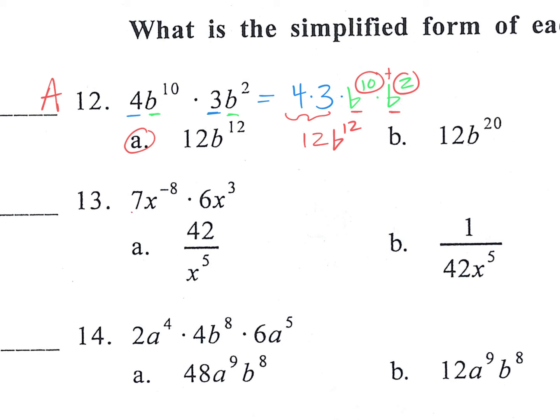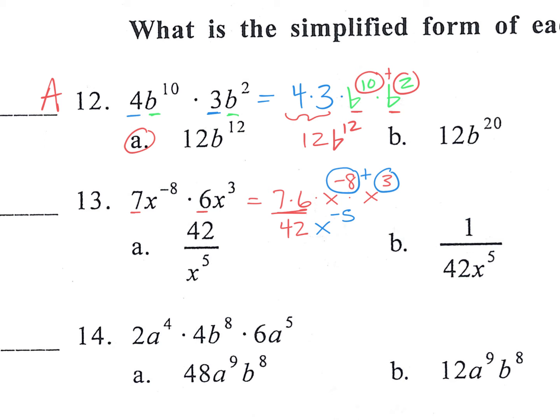Number 13, I've got 7 and 6. The numbers are going to go first. Then I'm going to put my x's. x to the negative 8 times x to the power of 3. 7 times 6 is 42. And then for the x's, if I add negative 8 plus 3, I get x to the negative 5.